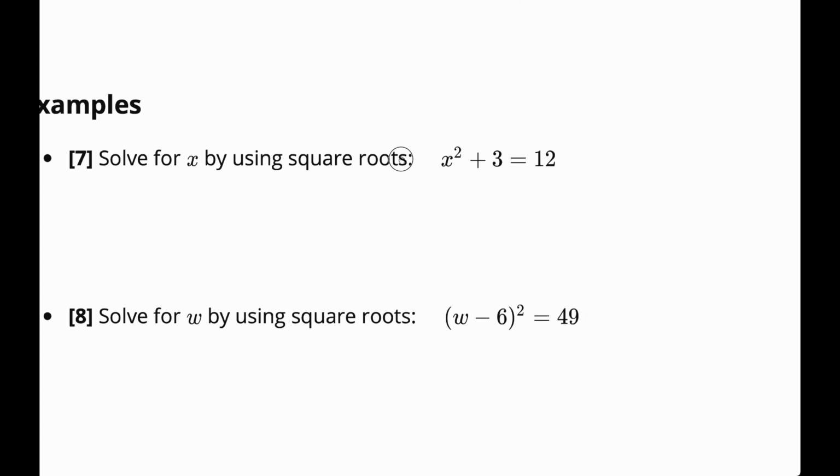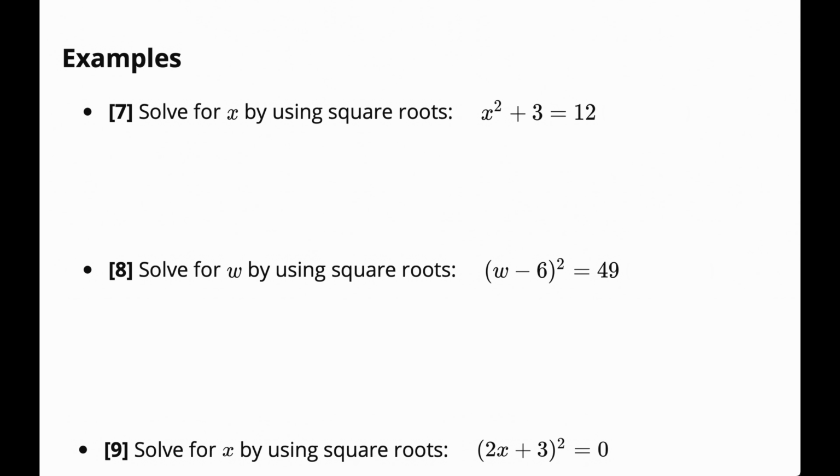All right, so this one right here, it says solve for x using square roots. So what I'm going to do is subtract 3 from both sides first. So this is going to cancel, and you're left with x squared. You're going to get x squared is equal to 9. From here, I'm going to square root both sides. And once you do that square root, you should have x is equal to plus or minus 3.